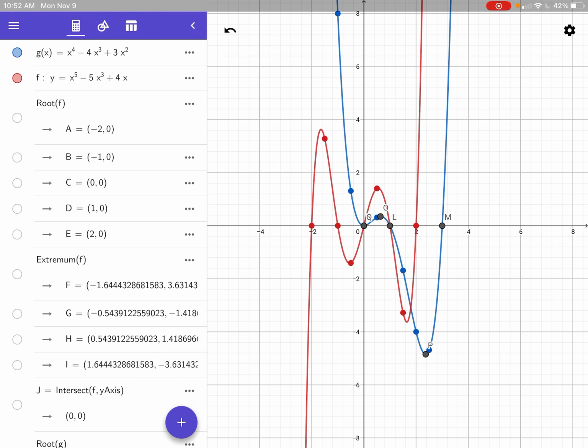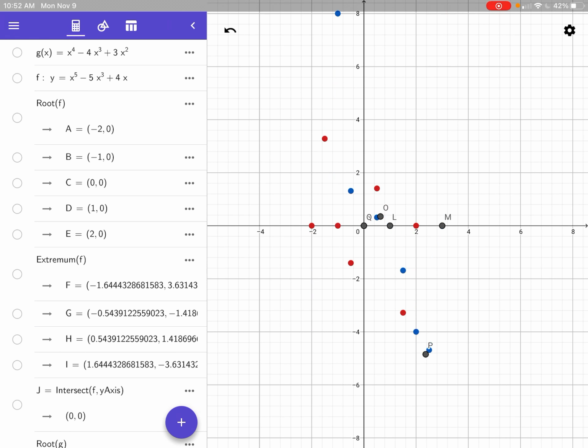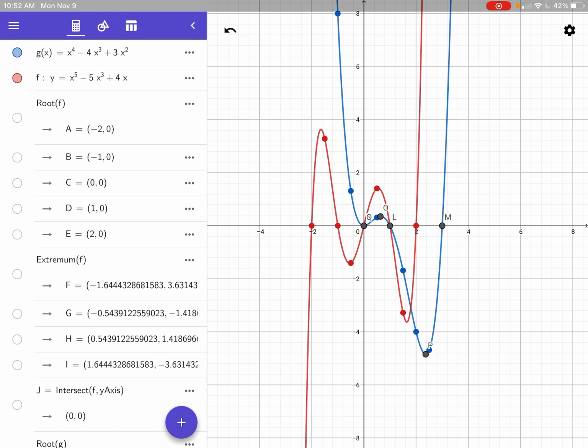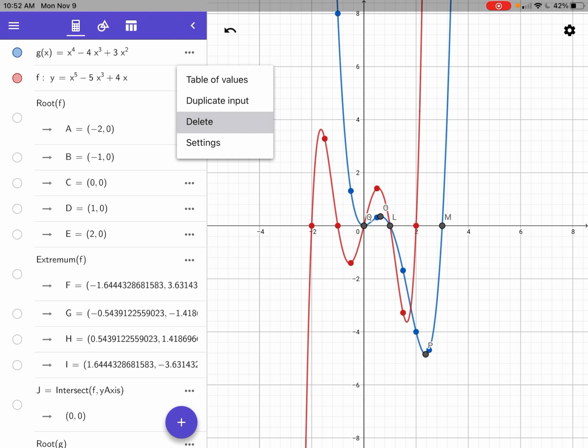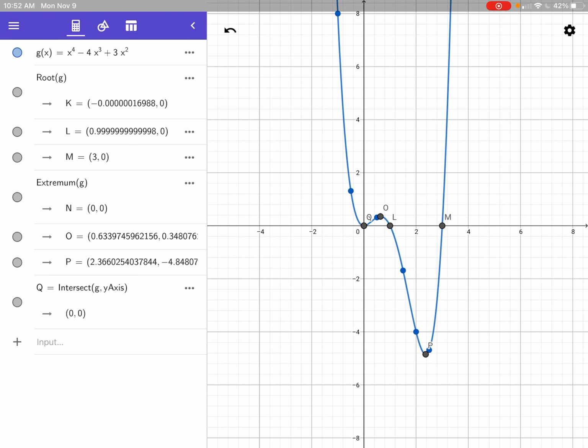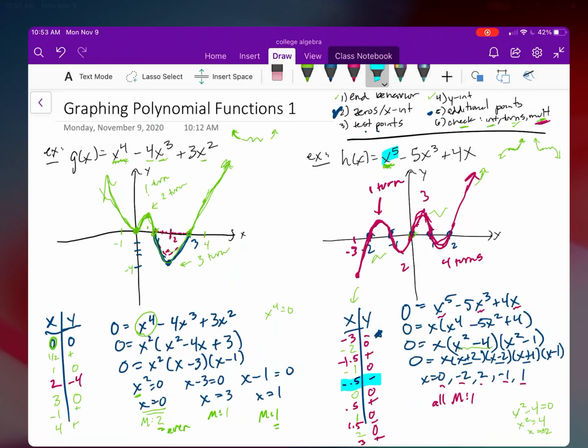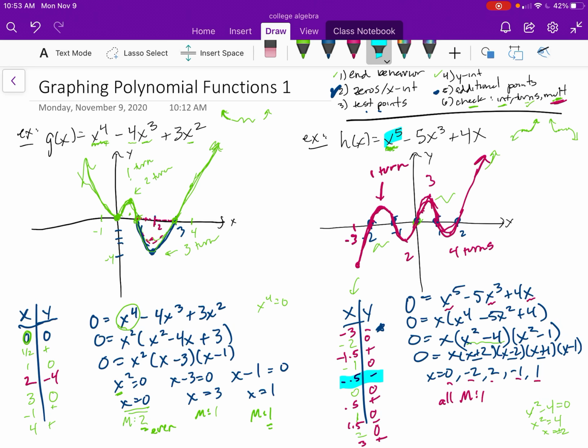Anyways, the more you get on here, you could hide or show them. Say you're done with this one completely, you could delete it, so that's pretty awesome too. If you're using your graphing calculator, it's done much the same way. You'll have y1 and y2, and you could pull up many of these points as well. Okay, I hope that helps with a couple examples and graphing these polynomial functions, and these are the 6 major things we're looking for in graphing these functions.